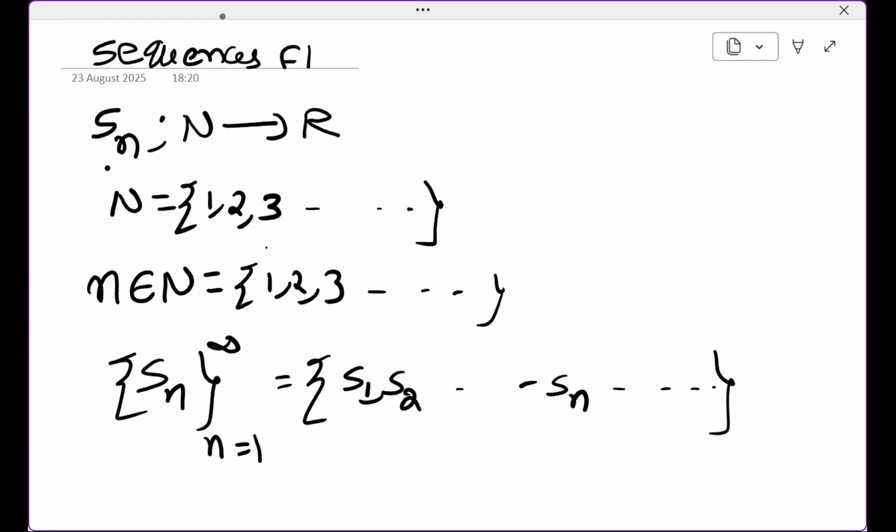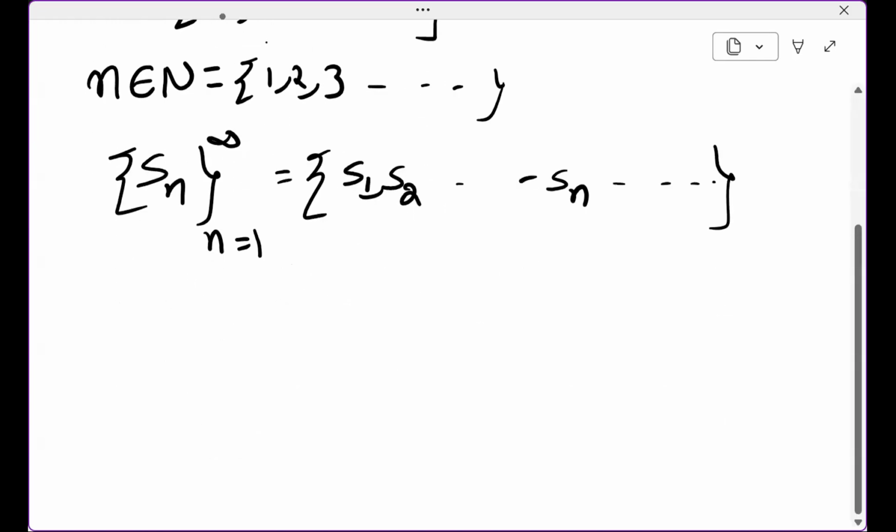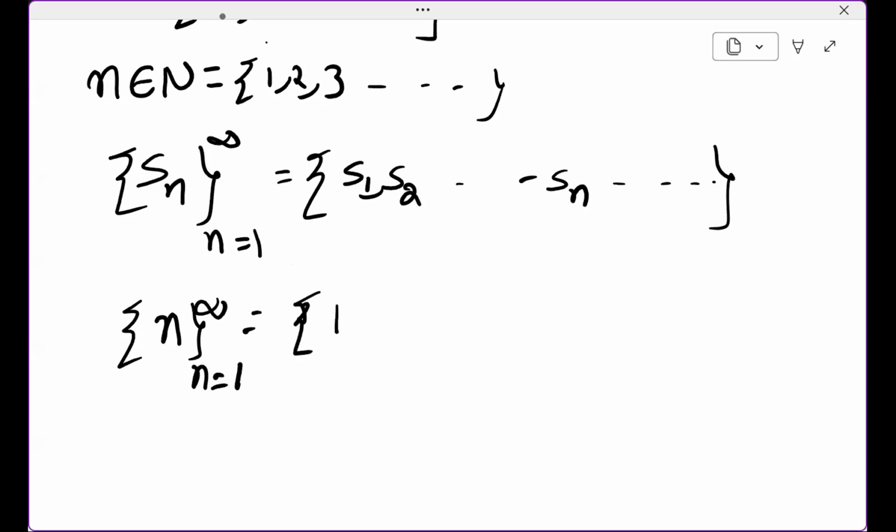Now we want to define an example. For example, you have n ranging from 1 to infinity. Then we have S1, putting n equal to 1, then 1, 2, 3, and so on. This is the nth term. Sn is what is called the nth term of the sequence. The first term is S1, then S2, S3, and so on. This is one sequence. Then we define what is called the range of the sequence.